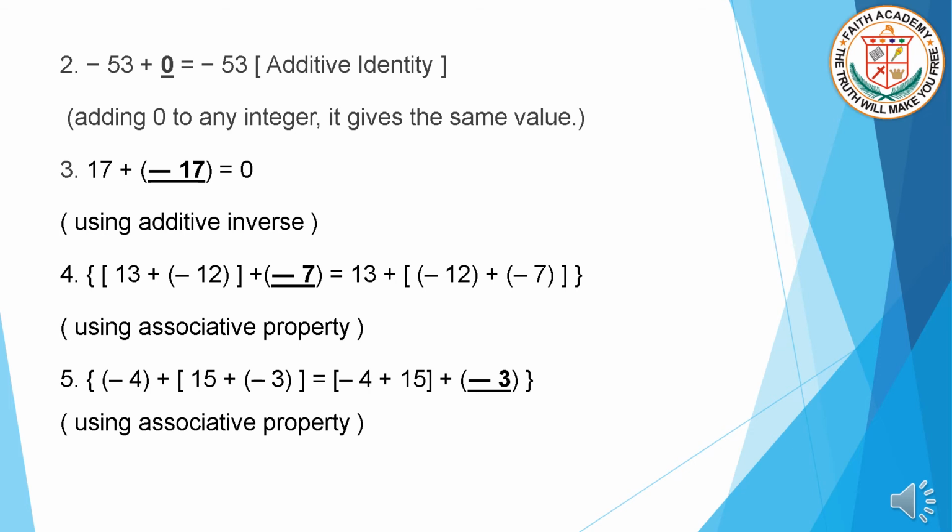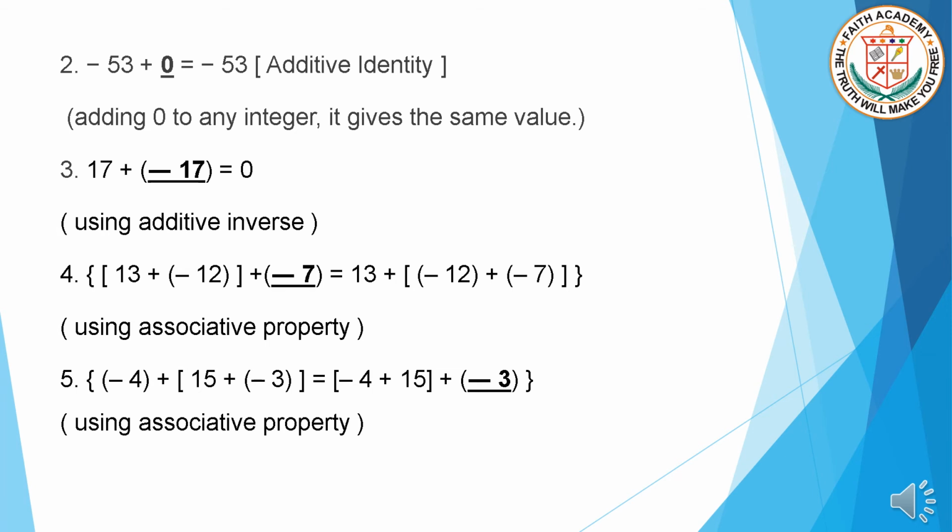Second question is minus 53 plus dash is equal to minus 53. Now here you have to see what should be added to minus 53 to get minus 53. Yes, you have guessed it correct. It is 0. Anything added to 0 gives us the same number.